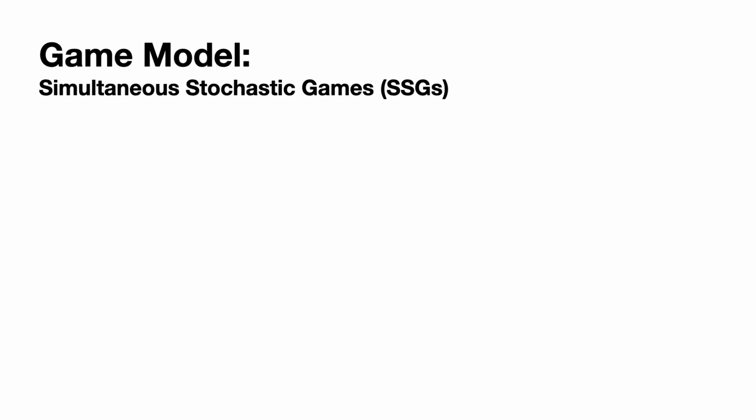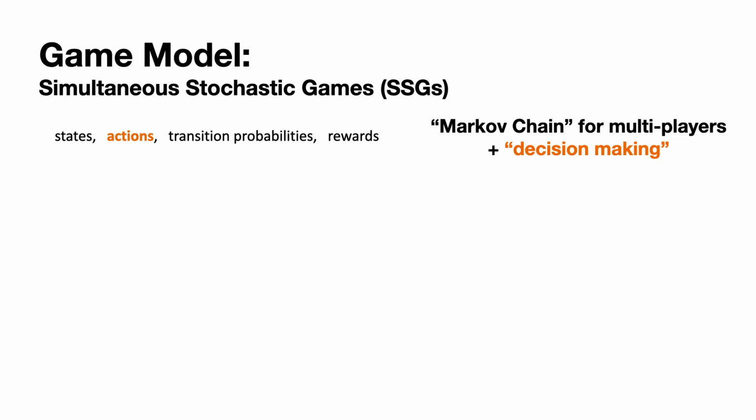Now we have gone over the basics of Markov chain. How is that related to our topic today? Actually, the most general game model I'm going to talk about is simultaneous stochastic games. It is basically a generalization of Markov chain for multiple players by incorporating the decision-making process into it.